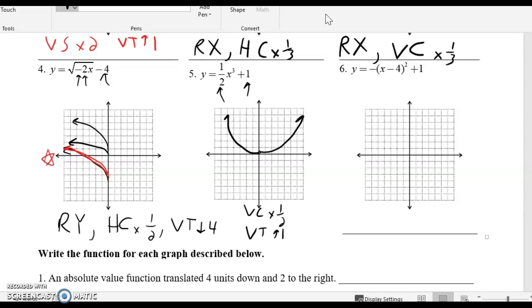Normal parabola kind of looks like this. And then we got to stretch it up 1. Or no, sorry, we don't stretch it up 1, we move it up 1.